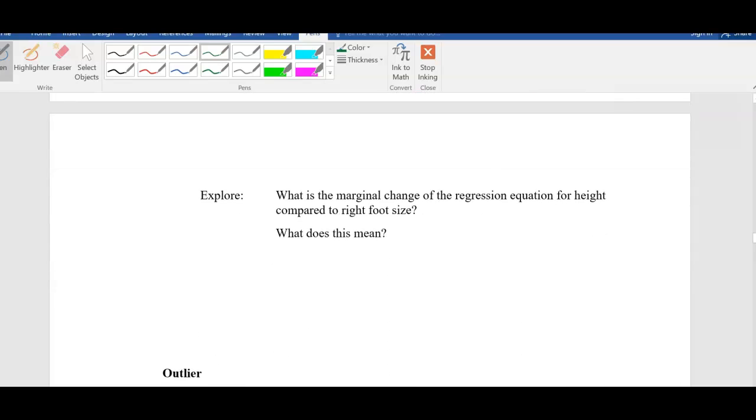What is the marginal change for your feet data, and what does it mean? So pause and write that down.